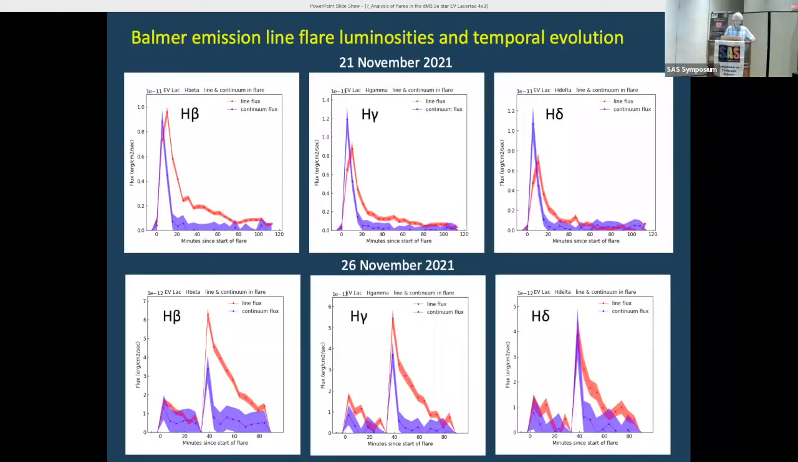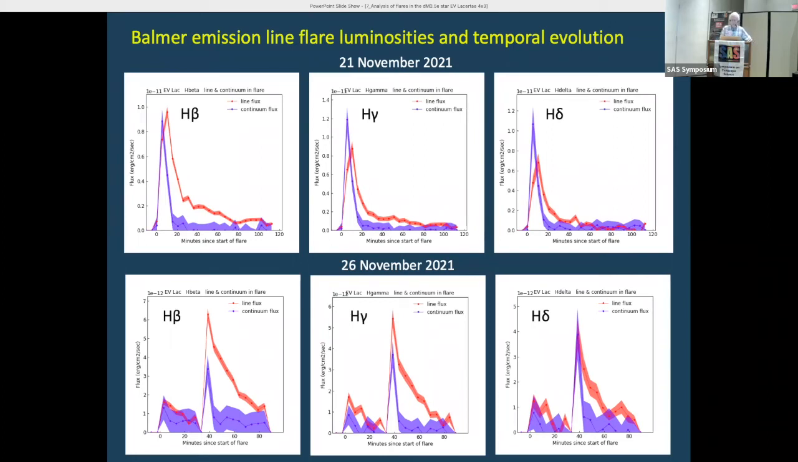So along the top row, we've got the hydrogen beta, hydrogen gamma, and hydrogen delta lines on the 21st of November, when we had the very bright flare. Each plot shows you a continuum flux, which is a measure of the continuum very close to the hydrogen beta line, and the red graphs are the flux in the line itself.